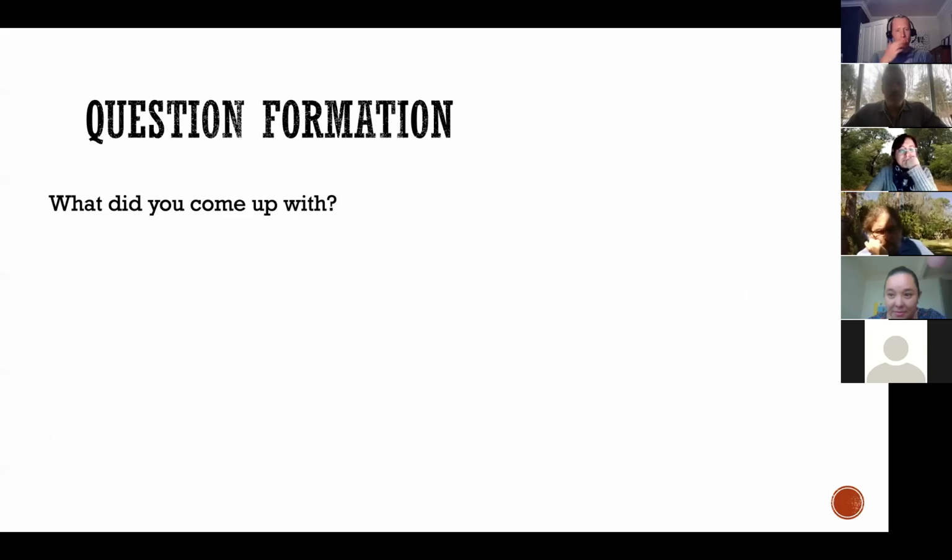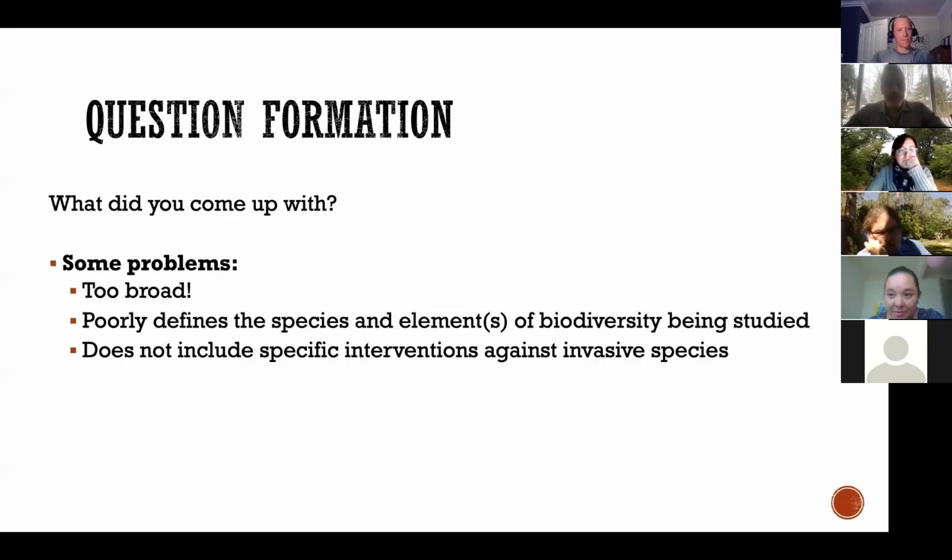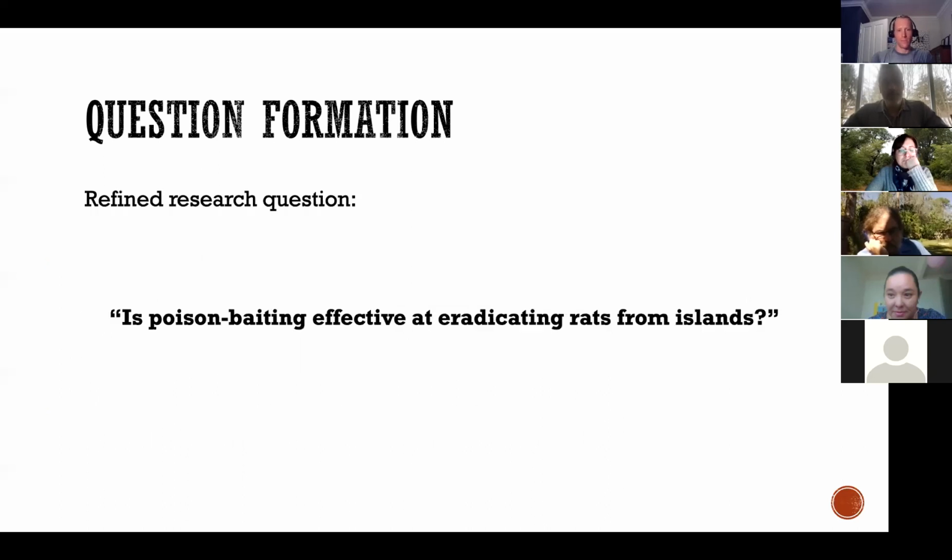So let's go up. So we already did that. So it was too broad, poorly defined species and elements of biodiversity. So those are the things that we can break apart into smaller pieces. And so let's go to this question now. So this question is, is poison baiting effective at eradicating rats from islands? So this is a much better question.